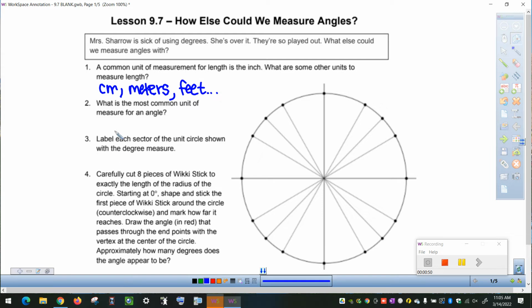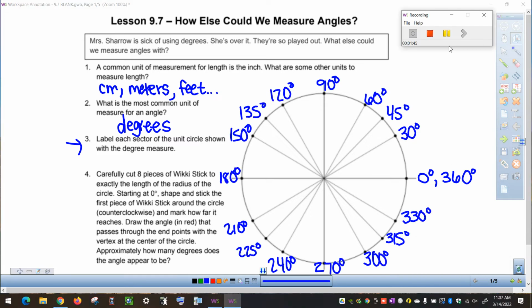exploring today. So first of all, the most common unit of measurement for an angle is what we have been using up until this point, that is degrees. We're going to begin by labeling each sector of this unit circle with the degree measure. This is just a little review of what we did last week, and it's going to match the degrees that you have labeled on your unit circle in front of you.